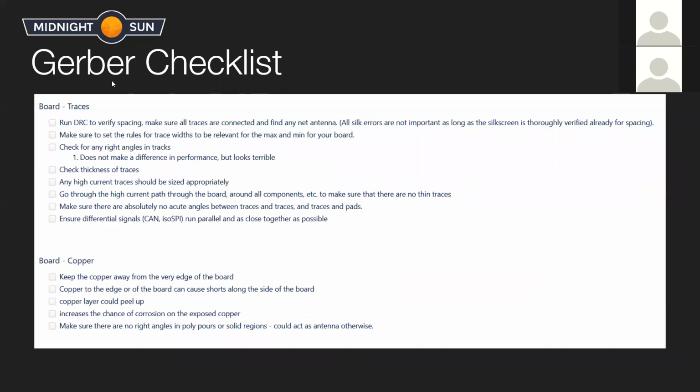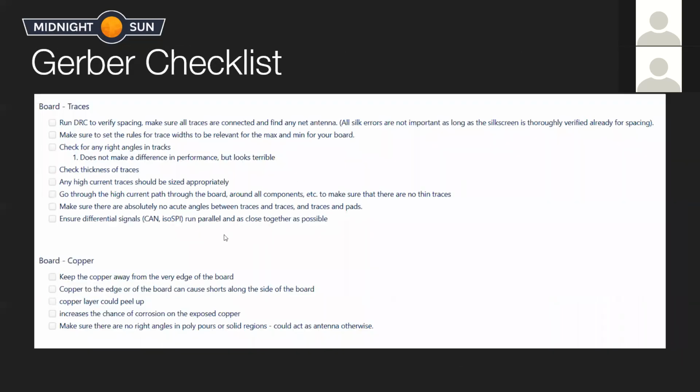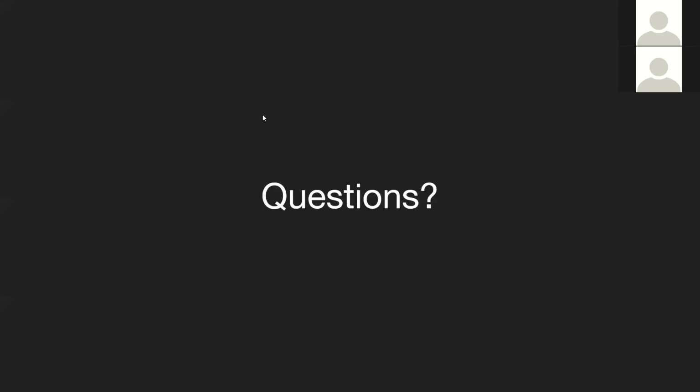So here's just the Gerber checklist. I believe we're updating this right now just to make it more user friendly, but these are just some of the key things. So you want to look at thickness of the traces. If it's a high current trace, it has to be sized properly. So as I mentioned earlier, you have to have a keep out trace, kind of like an area around your board. So that would be another thing you have to consider. And you don't want to have any right angles as well. So does anyone have any questions for this session?